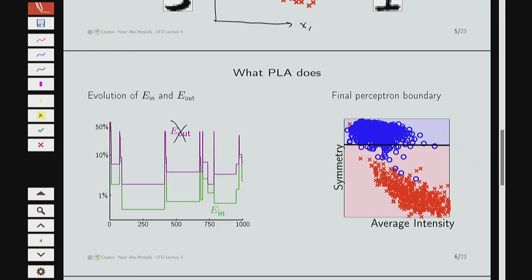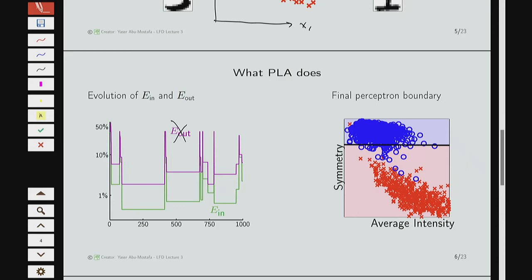Do we have to be 100% accurate in this case? Well, we want to be as accurate as possible. It's impossible to be 100% accurate, because E in can never be 0. This is not linearly separable. We will never be 100% accurate. We just want to minimize E in. That's why we want to minimize E in, the training error. We want to minimize the error as much as we can.